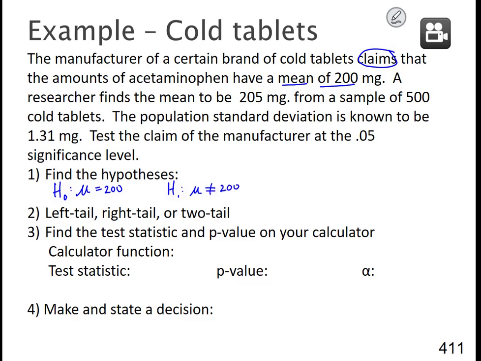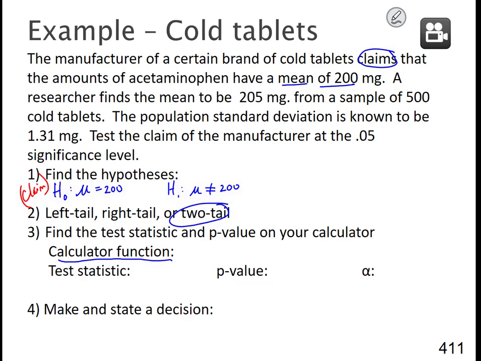By the way, the words will never say not equal to. They'll always say less than, greater than, or equal. So in this case, our claim is the null, and then the opposite is the not equal to. Because it's not equal to, that makes it a two-tail test. And now we need to find the right calculator function.